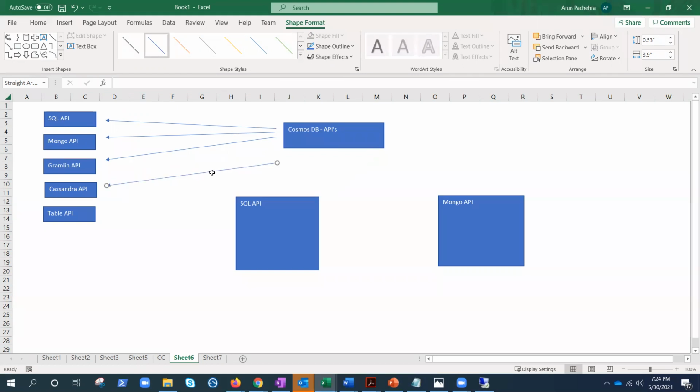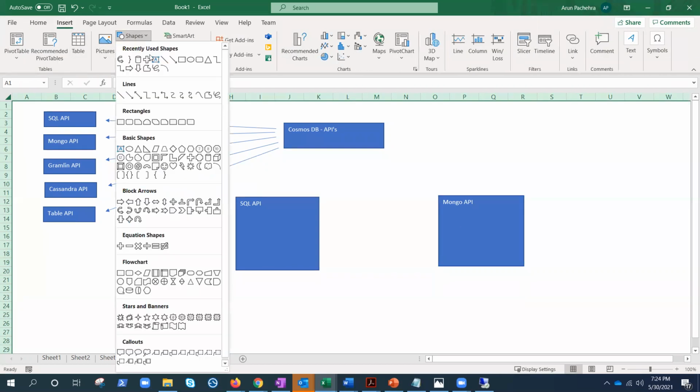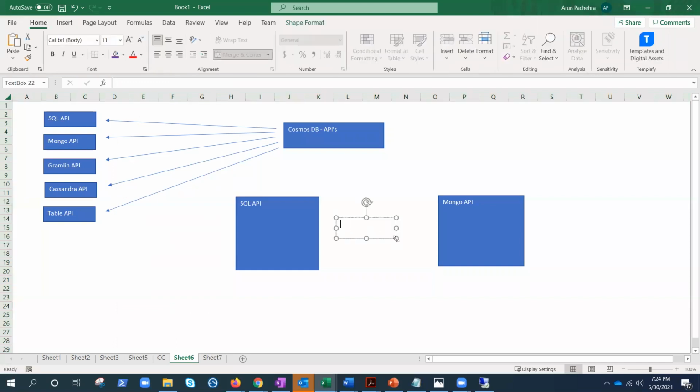This is the trick that one of my teachers used to do in school, and it was wonderful. A lot of things we remember because of the way he mentioned those important points all the time. So Cosmos DB got 5 APIs: SQL API, Mongo API, Gremlin, Cassandra, and Table. In this video, we were talking about the SQL API and Mongo API. Both are document DB.